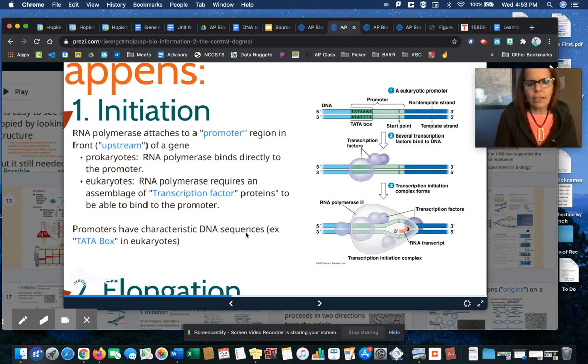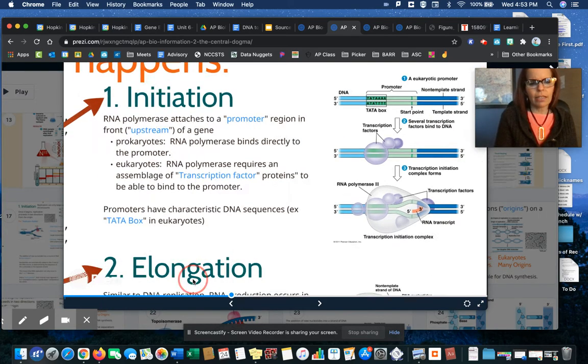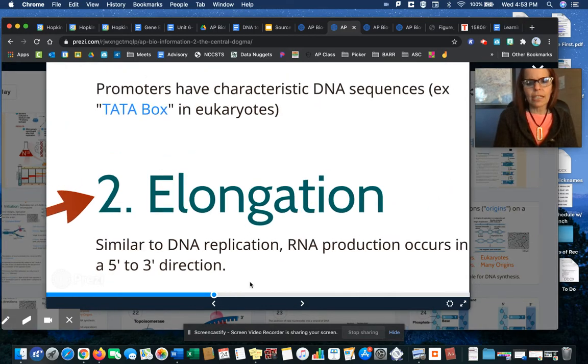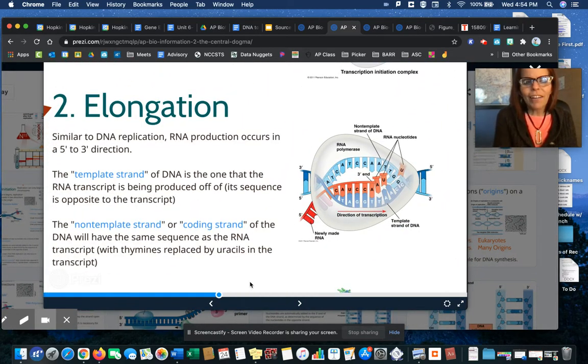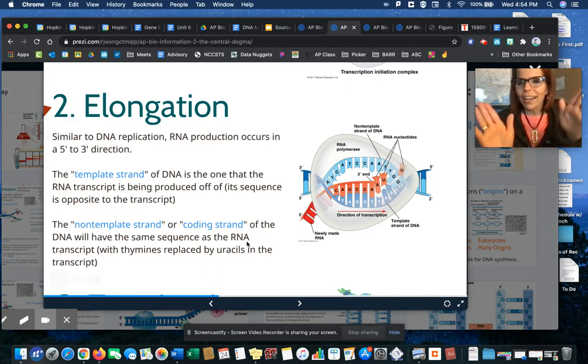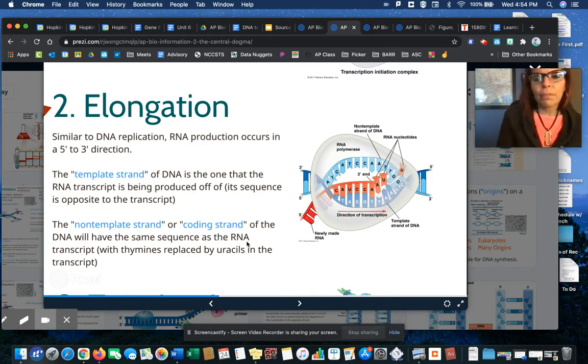All right, and then elongation. Let's see, how do I get down there? Elongation, similar to DNA replication. Come on, go faster. RNA production occurs in a 5' to 3' direction. The template strand is the one that the RNA transcript is being produced off of. So we called that several different names: antisense, non-coding, I can't remember the other ones. The non-template strand or coding strand of the DNA will have the same sequence as the RNA transcript. Don't ask, it's just because they're flipped around, they're opposite letters.